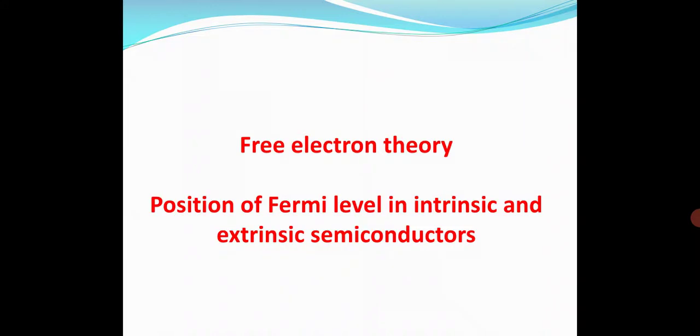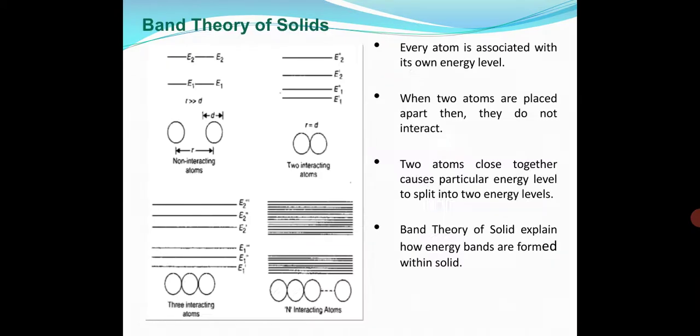Now today's topic is about the free electron theory and position of Fermi level in intrinsic and extrinsic semiconductors. As we know, band theory of solids evolved from the wave functions and the Heisenberg uncertainty principle, and we are giving the energy levels. If we consider a single atom, then the electrons are revolving around the atom in different levels. So these electrons have different energy levels, in split levels.